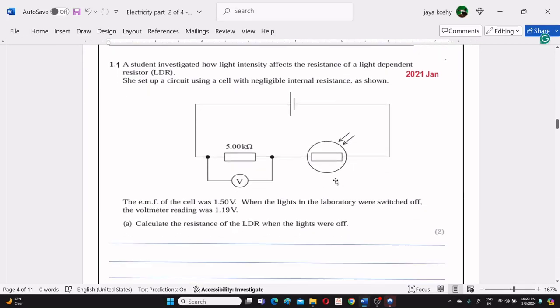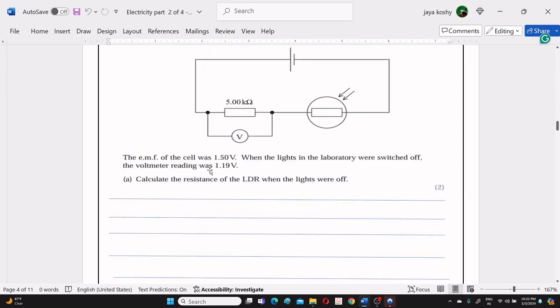So here a student investigated how light intensity affects the resistance of a light dependent resistor, LDR. So there is an LDR shown here. She sets up a circuit using a cell with a negligible internal resistance. The EMF of the cell was given.